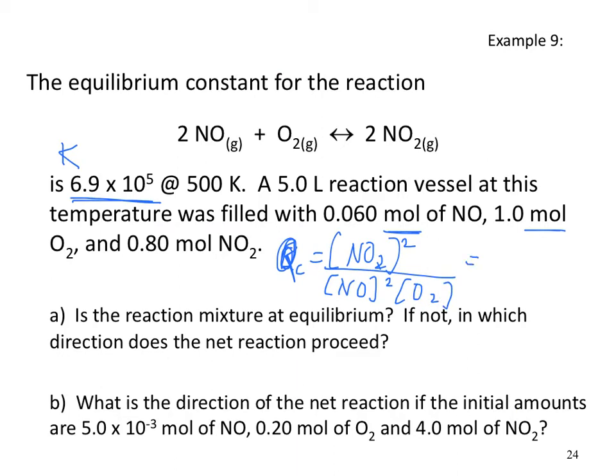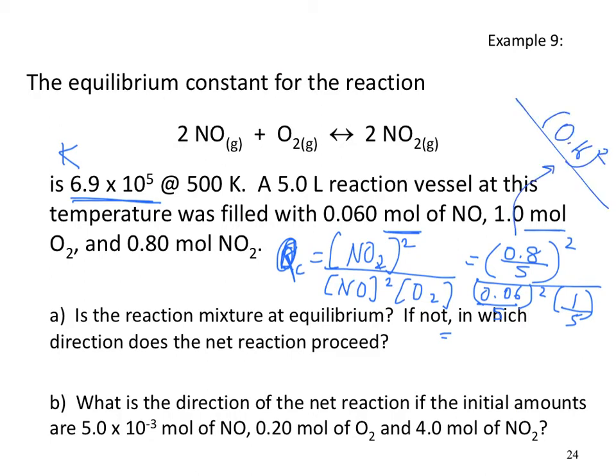NO2 is going to be 0.8 divided by 5, whole squared, over 0.06 squared of that, times 1 mole of oxygen. Of course, we have the 5 each time. And we are going to solve this. So this comes out to be 0.16. We are taking the square of that, and then 0.012. We'll take a square of that as well, and that will be 0.2.